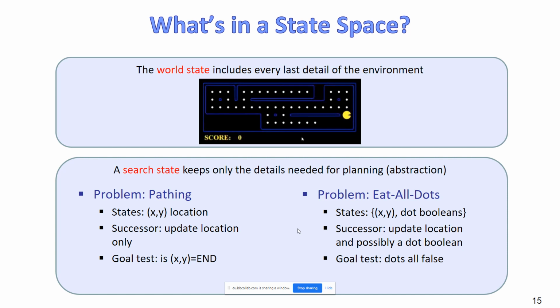This is where we stopped last time. We were talking about state space, and we showed that sometimes, or actually in most of the times, we don't need to consider all the details of the world in presenting the state space that we will deal with in the search problem. So in pathing, for example, we don't need to put any details other than the location of Pac-Man in the states. If the problem is eat all the dots, then we need the location of Pac-Man and also the Boolean values for the dots. So whether each dot is eaten or not.